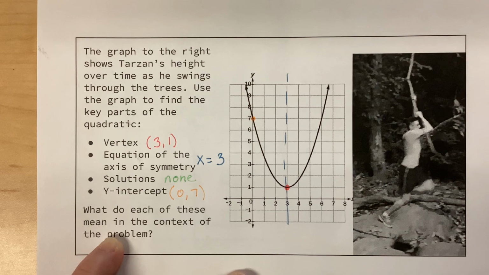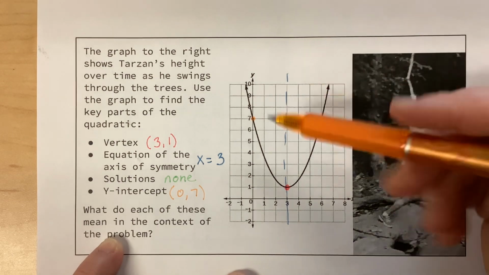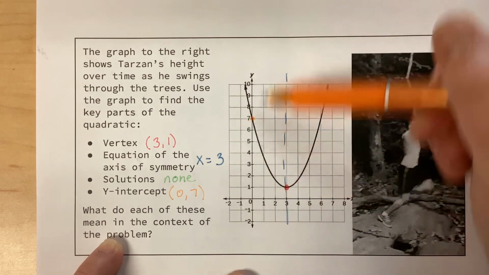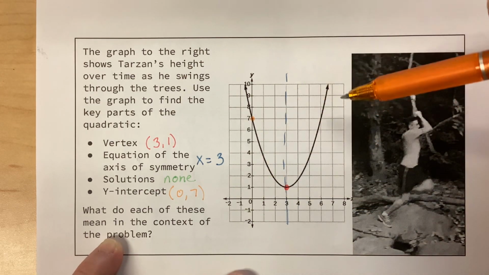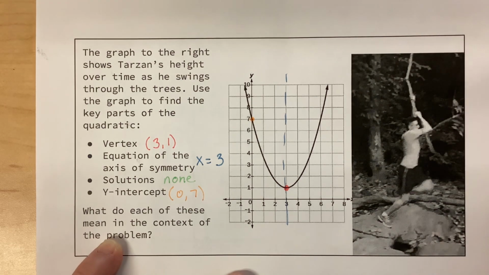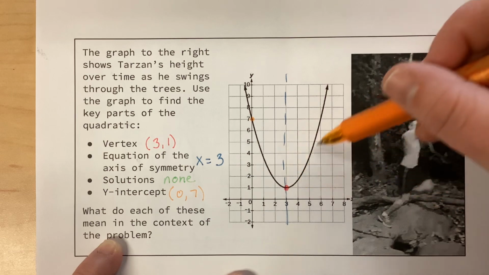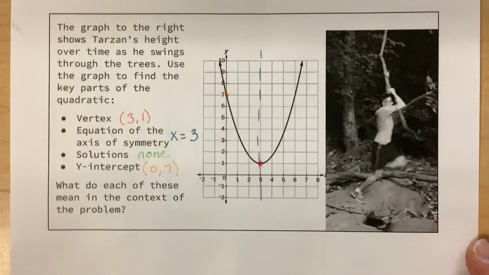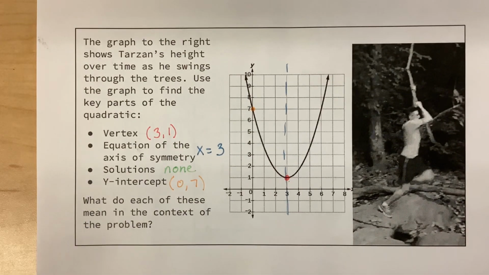The range starts at 1, so it's from 1 to infinity because he could, well, it's probably not infinity. It would be whatever the top of the tree is, which we don't know. So this would be one of those cases where we would say it's 1 to the top of his swing in this case. All right, but that's it. That's how you determine whether something is linear or quadratic in different forms, and how to find the key parts of a quadratic.